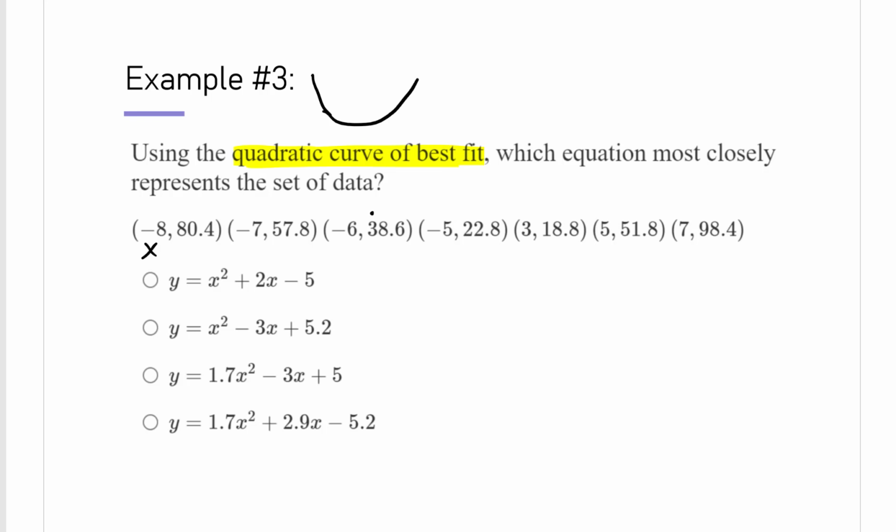This is x, this is y. X, y, x, y, x, y. You can create a table doing this. Now it's your turn. Type the numbers in Desmos and then wait.